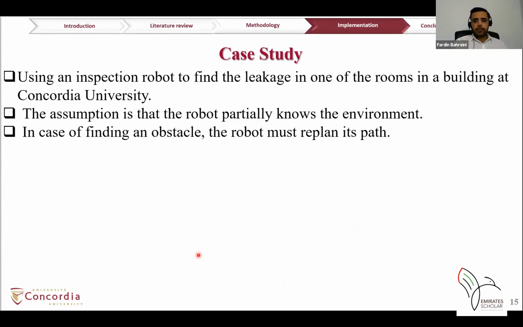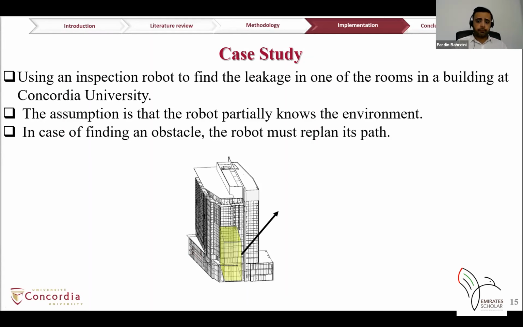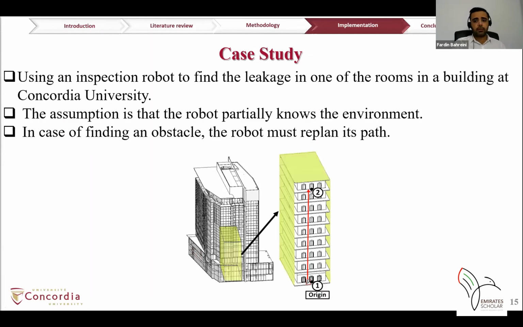Let's move to the case study. This is a hypothetical case study of using an inspection robot to find the leakage in a building at Concordia University. The assumption is that the robot partially knows the environment, and in case of finding an obstacle, the robot must replan its path. Inspection point of interest is on the 9th floor. This is the BIM model of the Concordia building, and the robot can use one of the elevators to access the 9th floor.